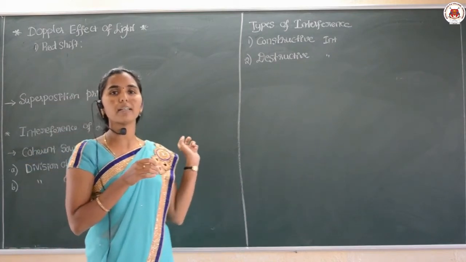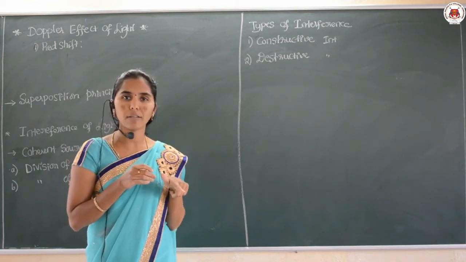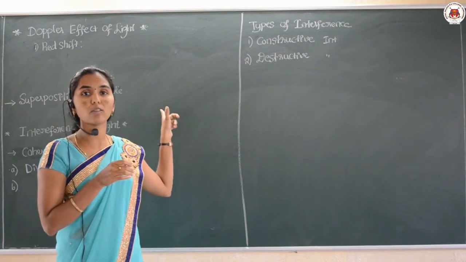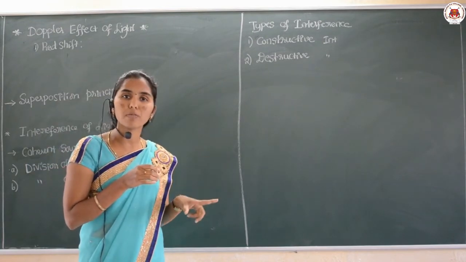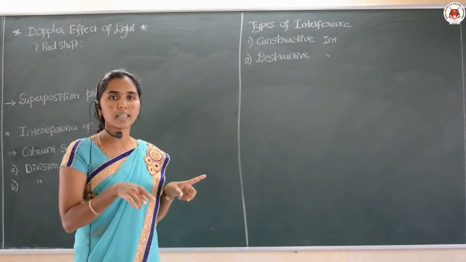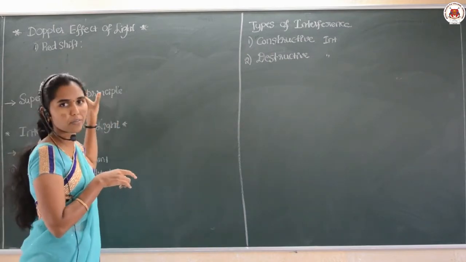How to keep that in mind? Red means that color having the longer wavelength. Therefore, the wavelength of the light reaching the observer increases and the frequency decreases. Such a shift we call the red shift, right?